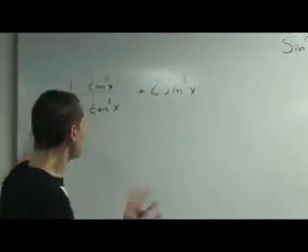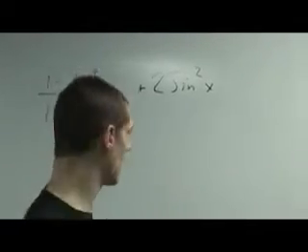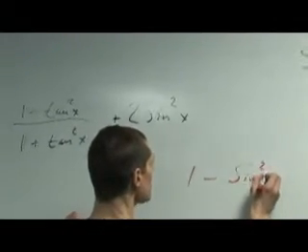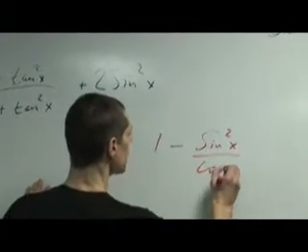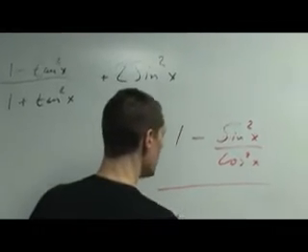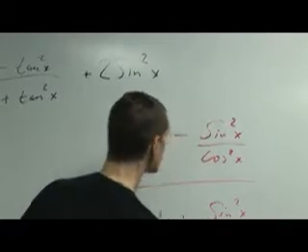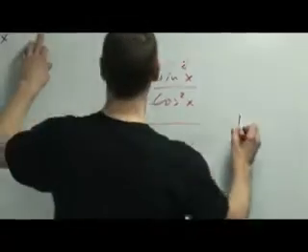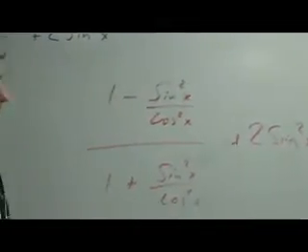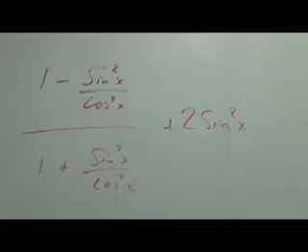First off, anytime you're doing this, write everything in terms of sine and cosine right away. Okay, so this is going to be 1 minus sine squared x divided by cosine squared x, divided by 1 plus sine squared x over cosine squared x, plus 2 sine squared x. And I've already written so large I'm going to run out of board.